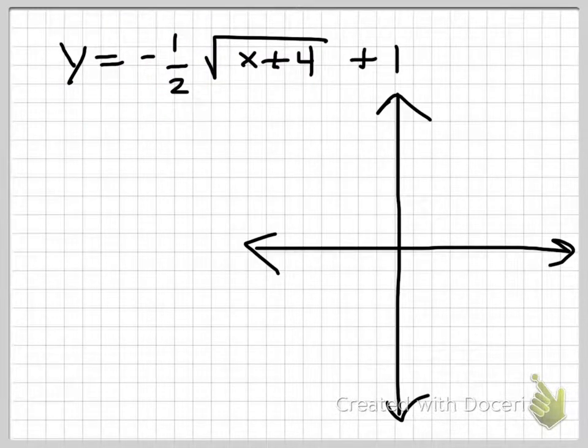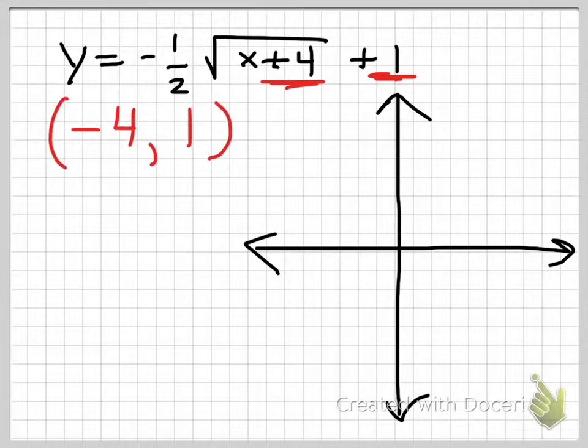Okay, looking at our next equation, we are going to get our locator point first. -4 for opposite and same 1. Okay, so there is our locator point. My traveling distance is -1/2.